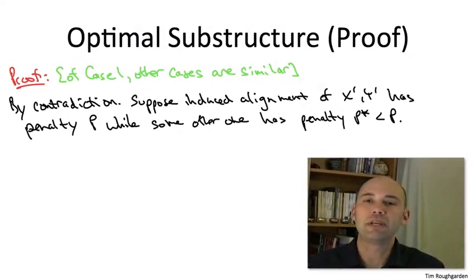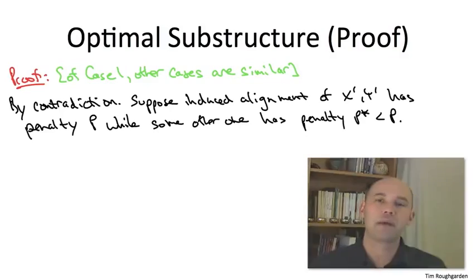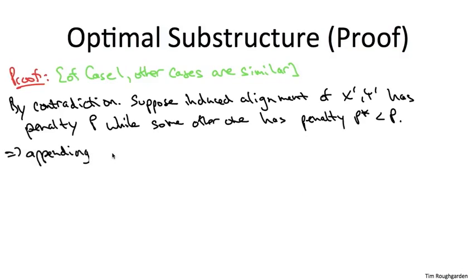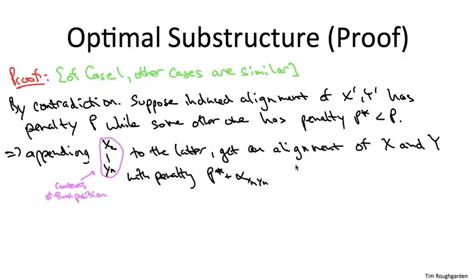But if that were the case, it would be a simple matter to lift this purportedly better alignment of x prime and y prime to an alignment of the original strings x and y. Namely, we just reuse the exact same alignment of x prime and y prime, and then in the final position, we just match x sub m with y sub n. So what is the total penalty of this extended alignment of all of x and y? Well, it's just the penalty incurred in everything but the final position, and that's just the old penalty P star, plus the new penalty incurred in the final position, and that's just the penalty corresponding to the match of the characters x sub m and y sub n.